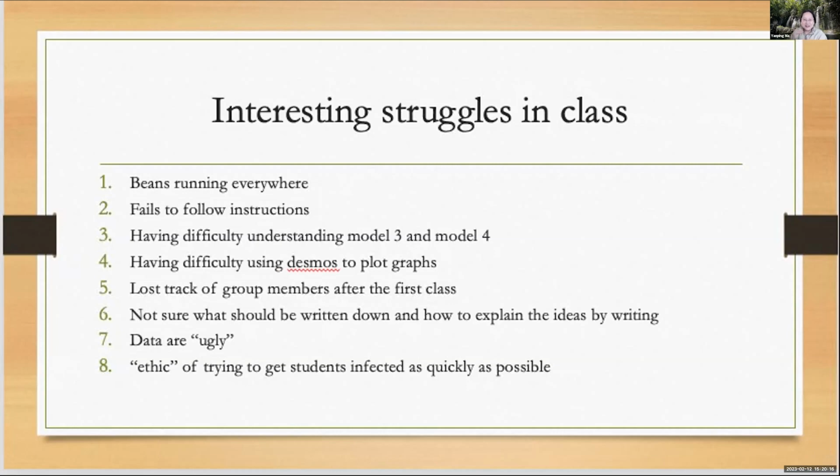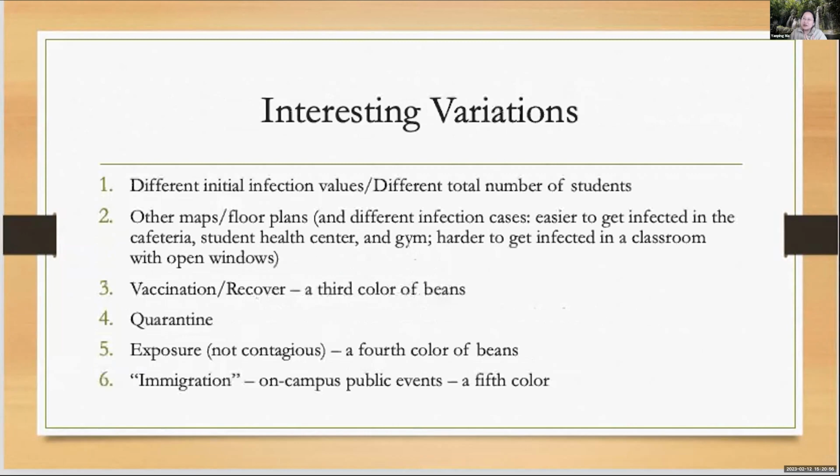We did everything on the first day of class, and we finished discussion and everything, but students are instructed to have some other discussion, write down their reports and turn everything back in the second class. My students lose track of their group members, and some students drop the class after the first day, so they can't finish the project. And for example, the data are ugly, and a lot of discussion actually happened in class where students talked about the ethics of whether we should do our best to get as many students infected, as many beans changing color, or not. And that actually got them super excited.